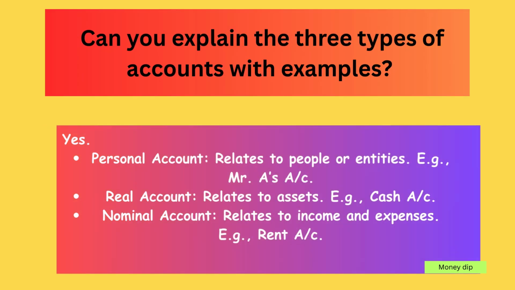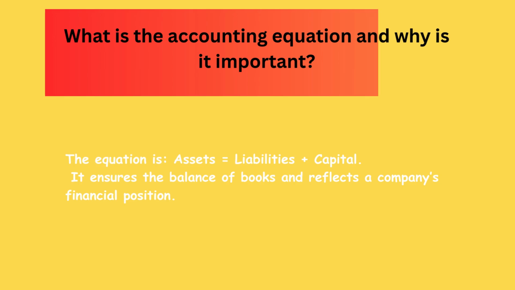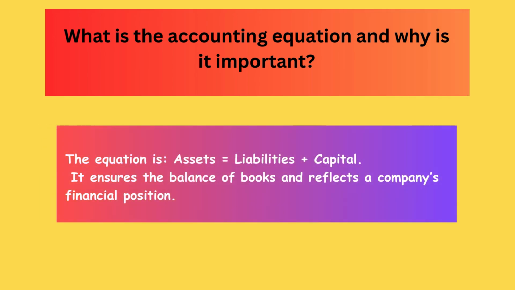Can you explain the three types of accounts with examples? Answer. Yes. Personal account relates to people or entities. Example: Mr. A's A/C. Real account relates to assets. Example: Cash A/C. Nominal account relates to income and expenses. Example: Rent A/C.